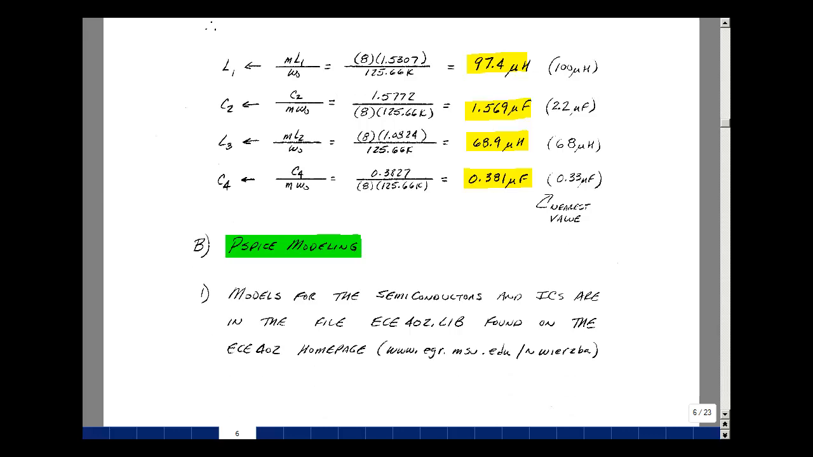Now, all of the ICs and the transistors that are used in this design are also in the ECE402 library, which again you can find on my homepage, and you can use that for the simulation of this circuit.